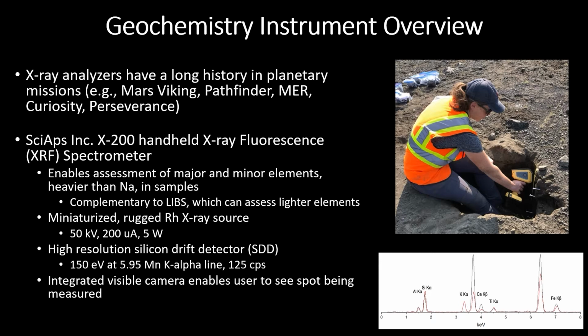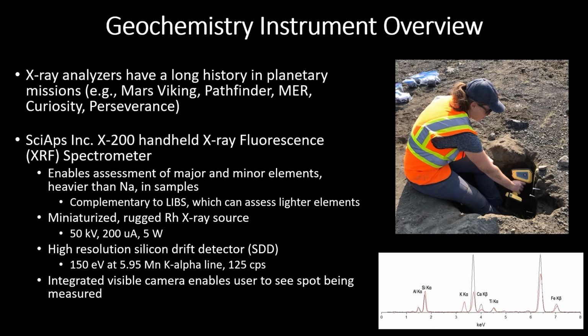But we used our handheld XRF instrument, which is a SciAps X200 instrument. This instrument enables us to assess major and minor element composition and abundance for elements heavier than sodium. And so this instrument is complementary to LIBS. LIBS can also assess elements lighter than sodium. So these instruments are great to use in the field together, and we often do that.